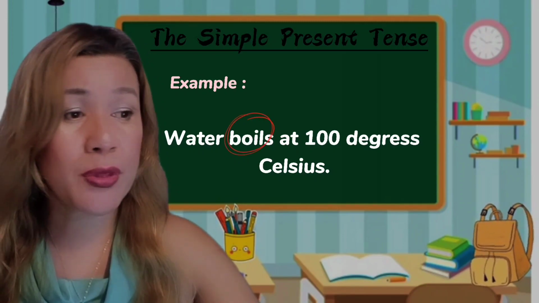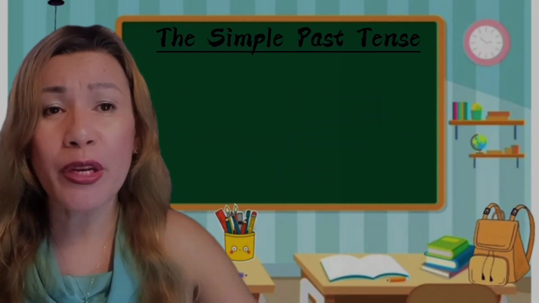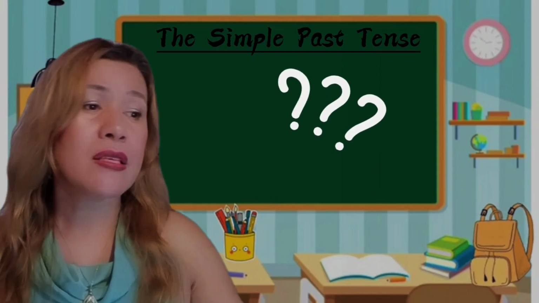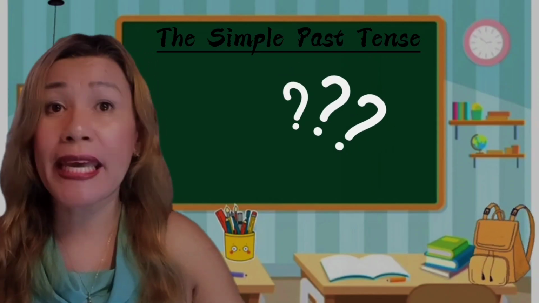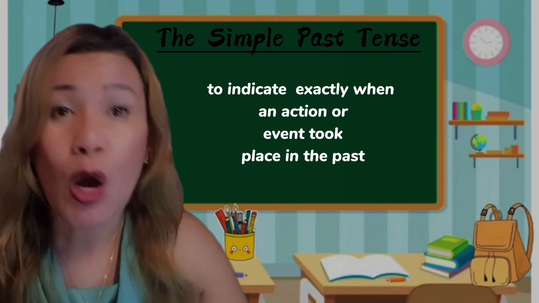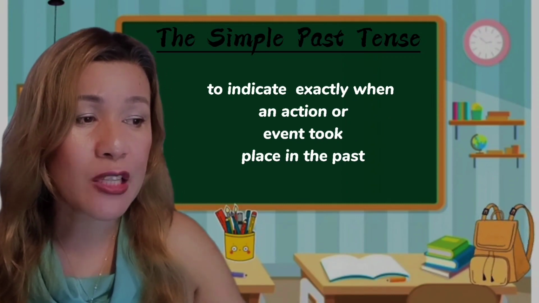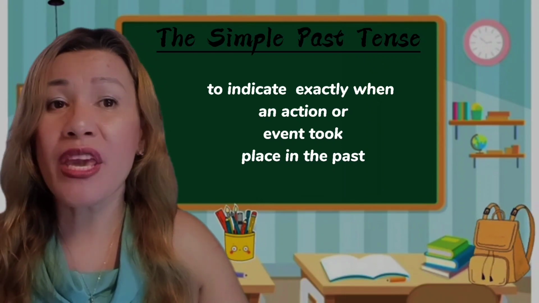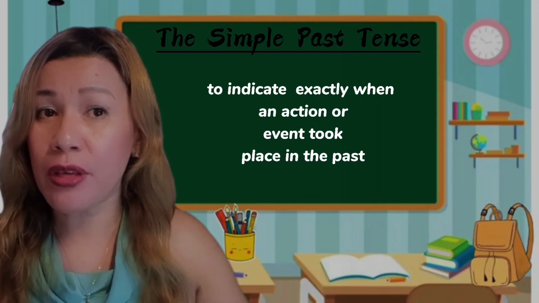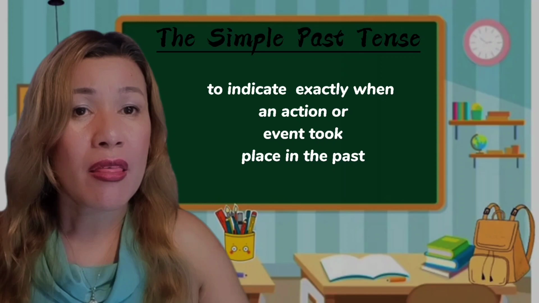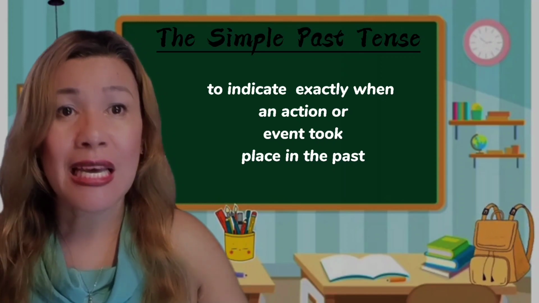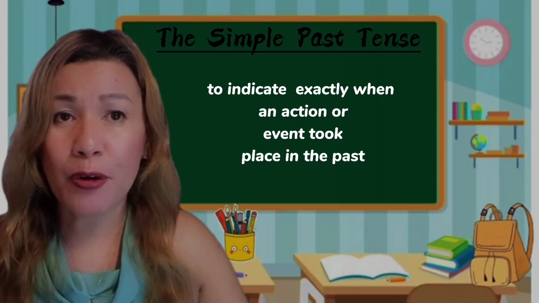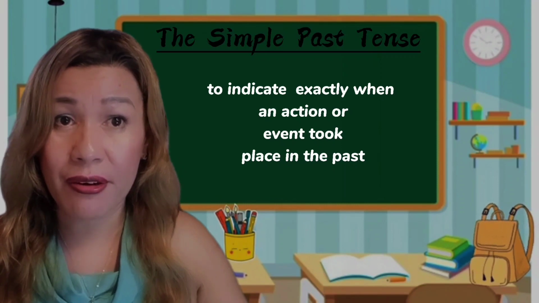Let's move now to the simple past tense. When do we use the simple past tense? The simple past tense is used to indicate exactly when an action or event took place in the past. In other words, we have a completed action here and the indicator is specified. Indicator meaning the past time indicator is given.